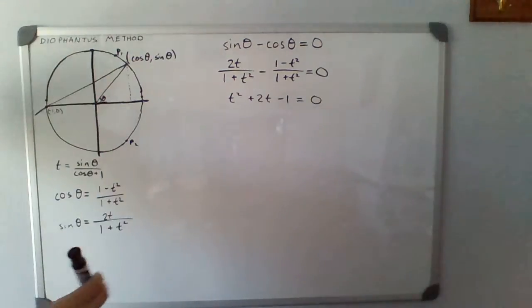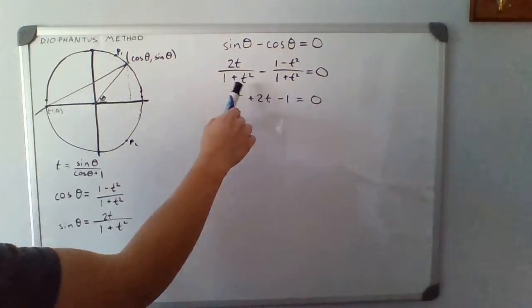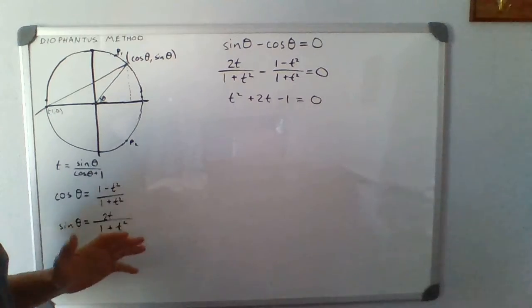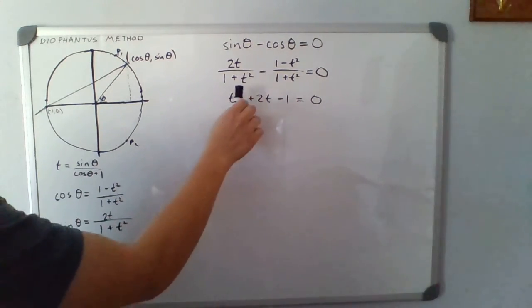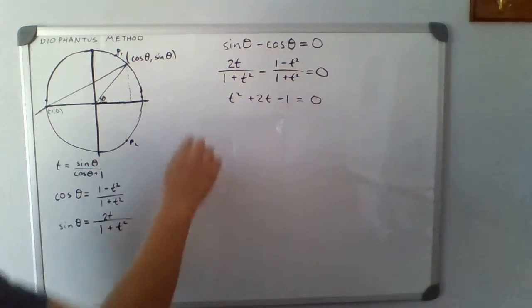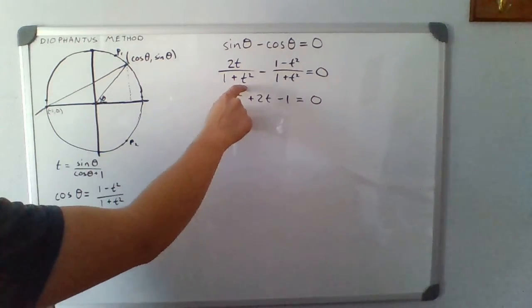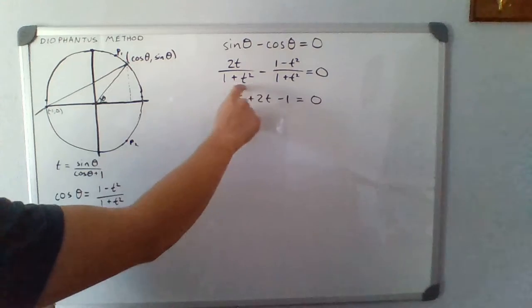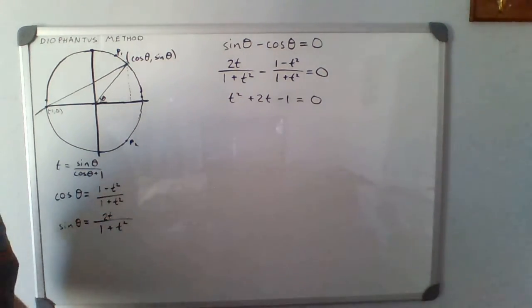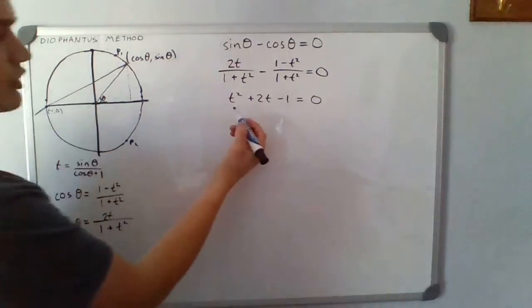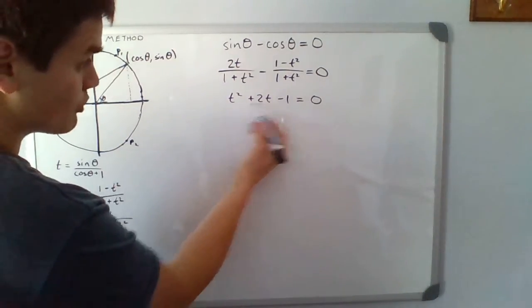And the reason I can do that is that I don't have to worry that this is going to be undefined anywhere. It's going to be defined everywhere because of the t squared. So it doesn't matter if this is a negative value, a positive value, or 0, the denominator is always going to be positive. So there's nowhere that it's going to be undefined. So we're just looking at what values make the numerator 0.